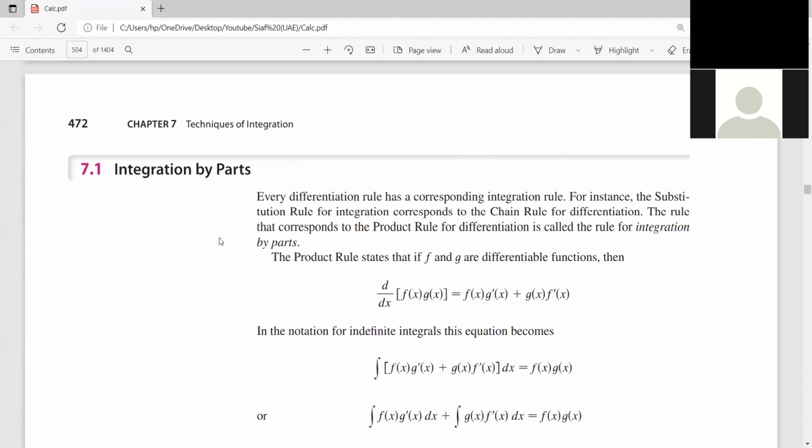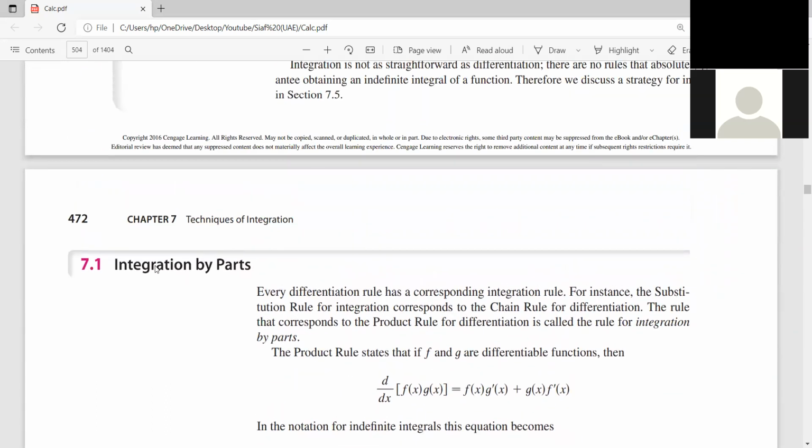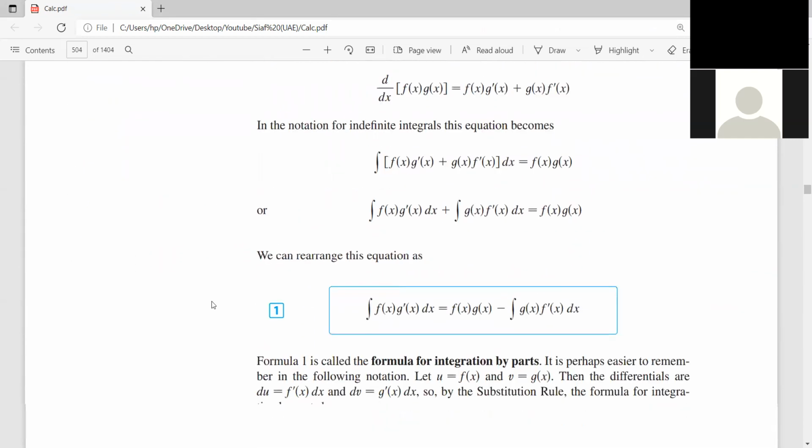There are basically three methods to integrate any function. First is integration by parts, second is the substitution method, and third is trigonometric substitution or integration. Trigonometric integration involves the integration of sine, cos, trigonometric functions. We are going to start with integration by parts, that is section 7.1.